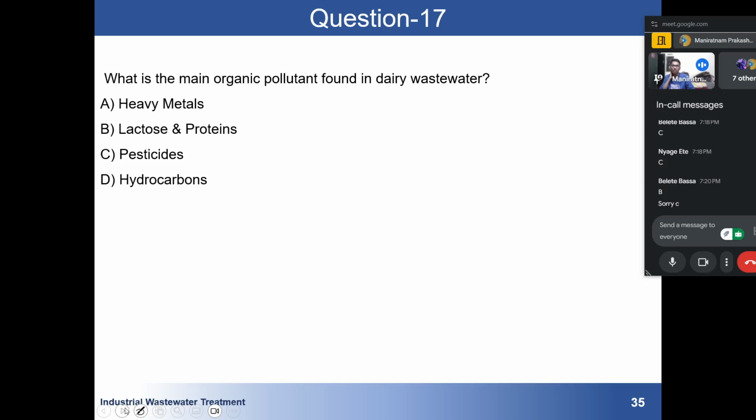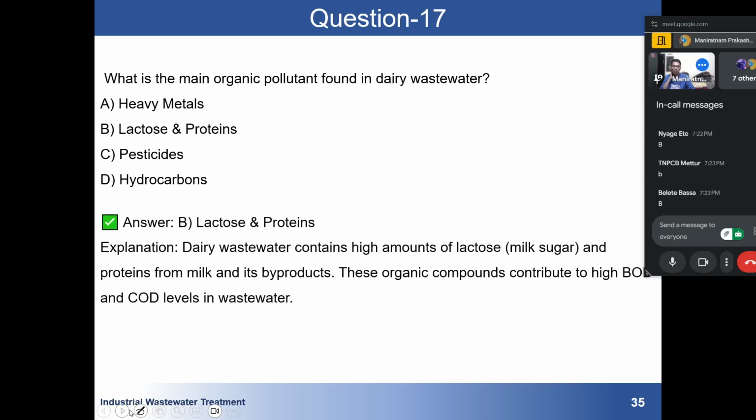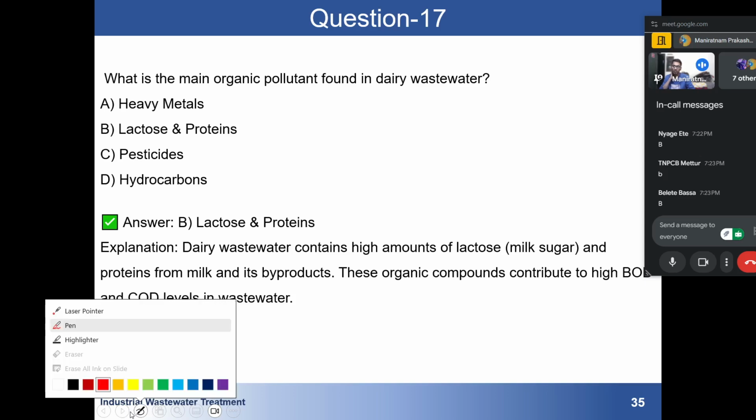What is the main organic pollutant found in the dairy industry? Easy, again, very easy question. Answer fast. I don't know why you are not answering. B. Yes, the correct answer is B. Dairy wastewater contains a high amount of lactose, milk sugar, and proteins from the milk and its byproducts. These organic compounds contribute to high BOD and COD levels in the wastewater.